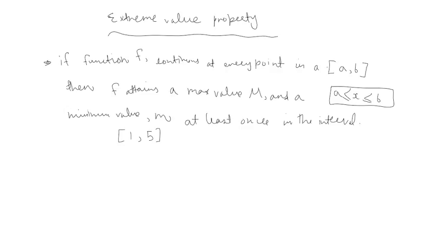As a recap, we know that if a function f is continuous at every point in the closed interval a to b, such as 1 and 5 over here, then f has to attain a maximum and a minimum at least once in the interval. It could attain it multiple times, but what's more important is that the function at least has to attain it once. One for each, like one minimum and one maximum. So in the next video, we're going to do a few examples so that we can use this property that we just learned.